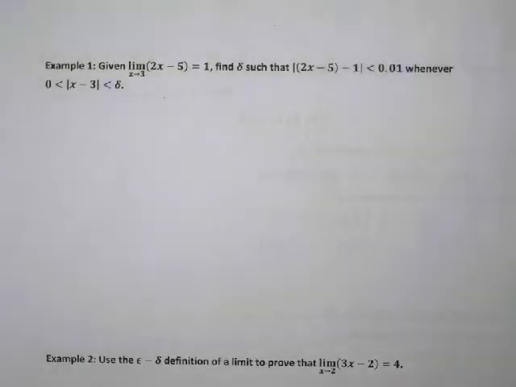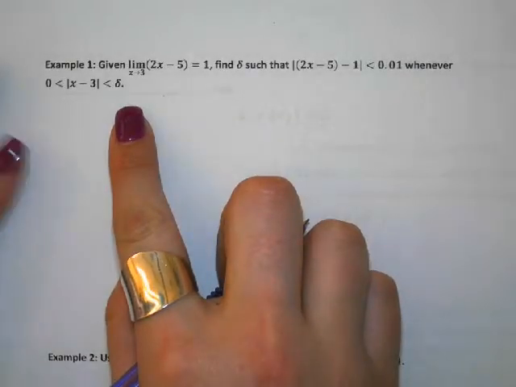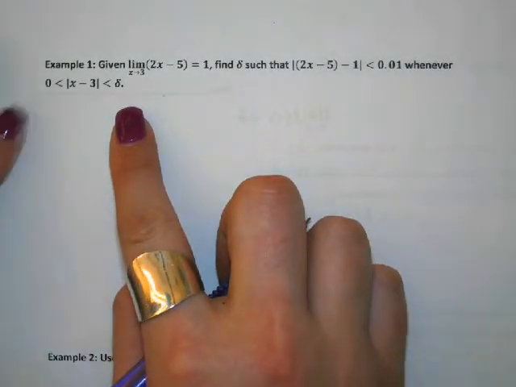All right, so some problems will just ask you to figure out what your delta should be. And then some problems will actually have you prove that a limit is truly the limit, okay? And so they're going to have two basically different processes. So first, we're going to do the one where you solve for delta because it's a little bit easier.